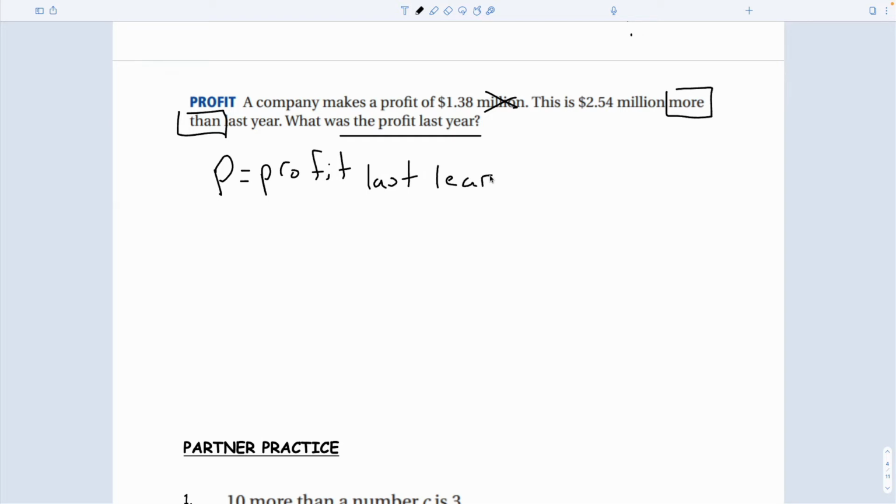And when you're doing variables, we just want one letter. So don't make last year. Don't make it like LP, because that would be a different equation.